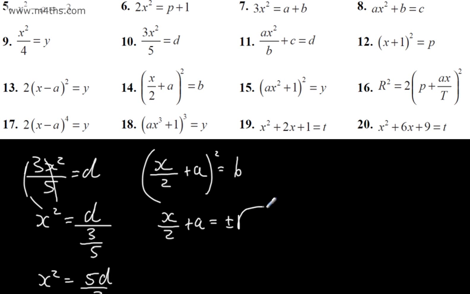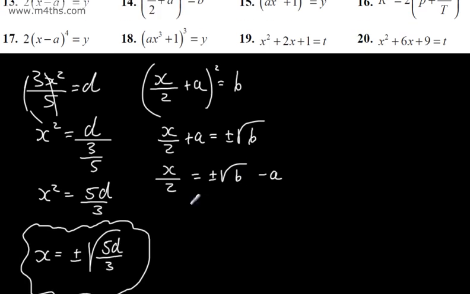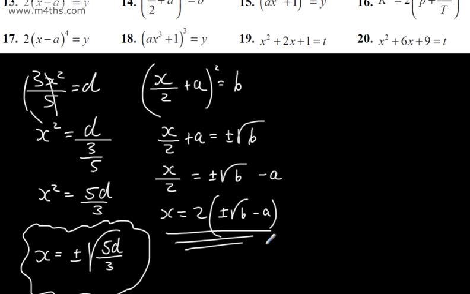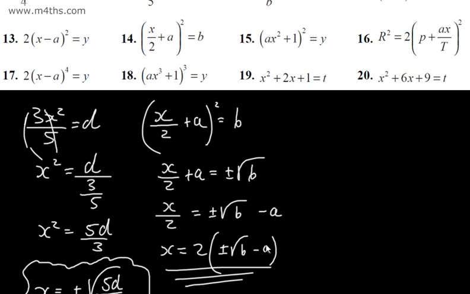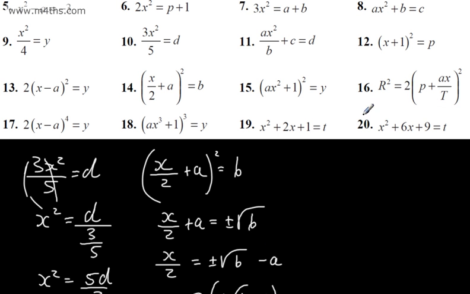That is going to give me plus or minus the square root of b. I'm now going to subtract the a from both sides. So we'll have x over 2 is equal to plus or minus the square root of b, minus a. And don't get confused, don't put the a under the root here. And then all we're going to do is multiply both sides by 2, so x is going to be equal to 2 times plus or minus the square root of b, minus a. So that will now make x the subject. X is the subject.